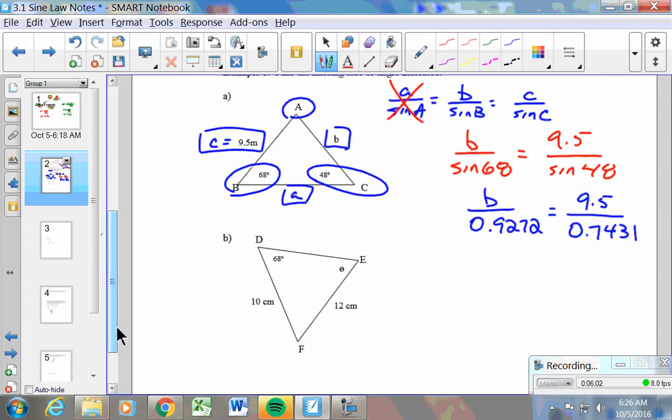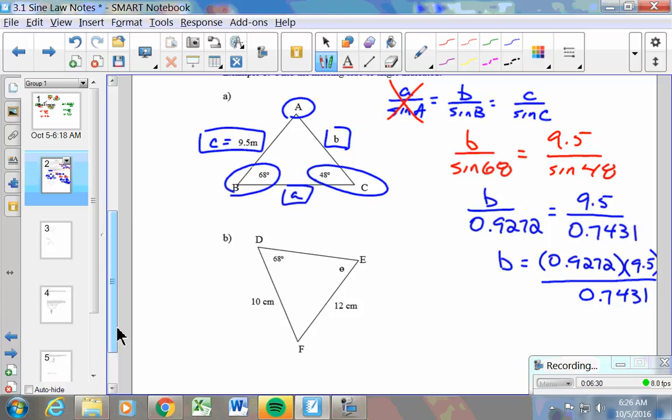Cross multiply to find side b. So we're going to take the sine ratio of 68 degrees, 0.9272, times that by 9.5, and divide that by the sine ratio of 48, which is 0.7431. So let's multiply those two things together.